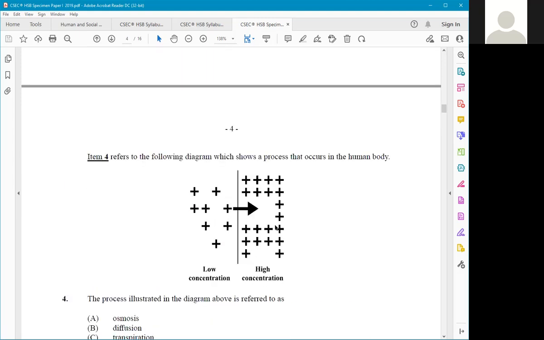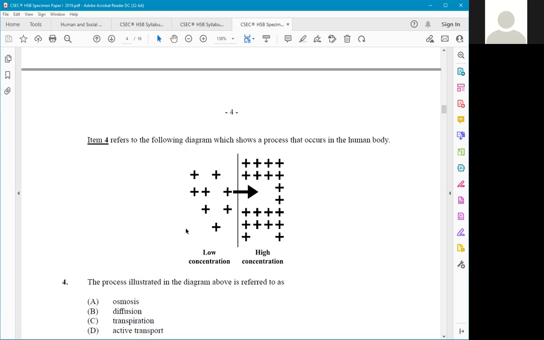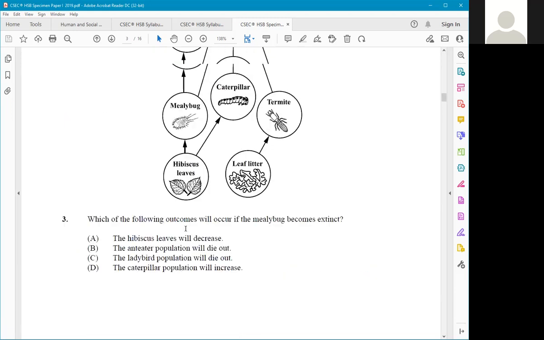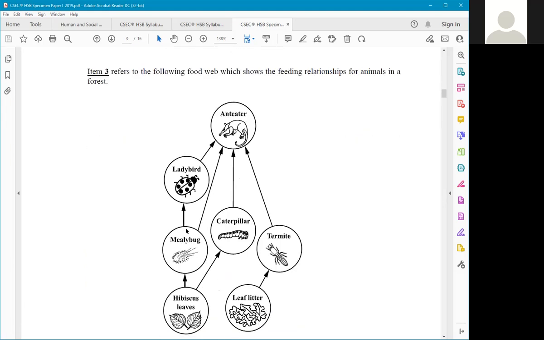And this refers to the same question they said. Which of the following diagrams, items 4 refer to the following diagram, which shows a process that occurs in the human body. I thought it's not 2 and 3. Oh, just 3. All right. Okay.